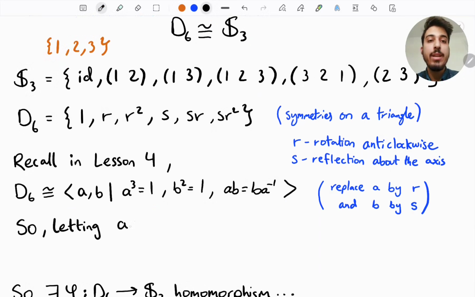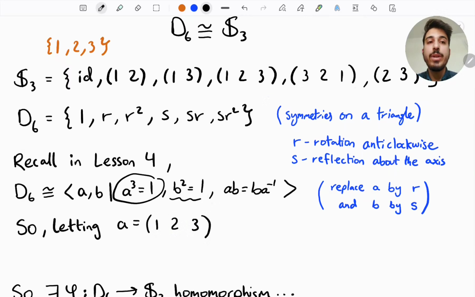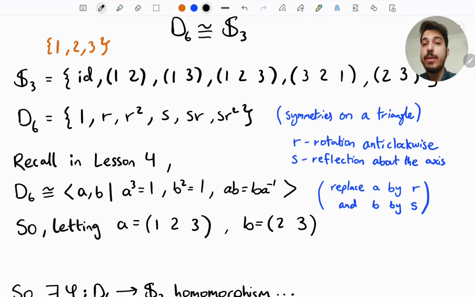So letting A be equal to, okay, so A cubed is equal to 1, so it makes me think that the element I want to choose must have order 3, and the order 3 elements are either 1 to 3 or 3 to 1. I'm going to be choosing 1 to 3. And B squared is equal to 1, so it leads me to think that B is an element of order 2, so it could be 1 2, 1 3, or 2 3. I'm going to choose 2 and 3, and I will explain why I made these choices in particular in a minute. So we have 2 and 3.